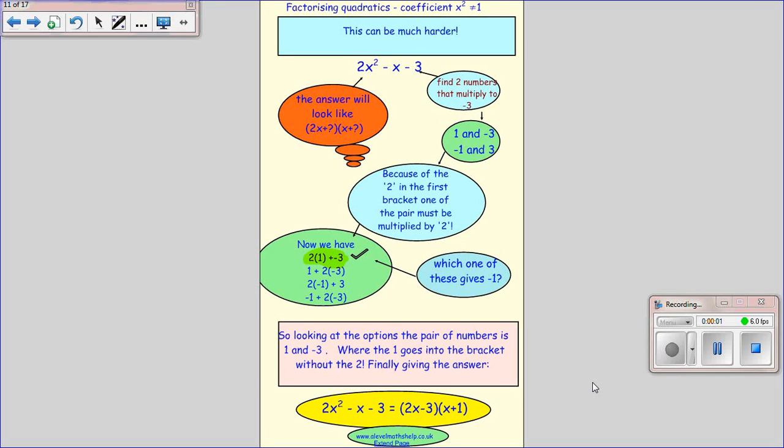Hi, so in this video we're going to be looking at factorising quadratics into two brackets, but in this case we're going to be looking at when the coefficient of the x squared term isn't 1. So what approach did we have last time?